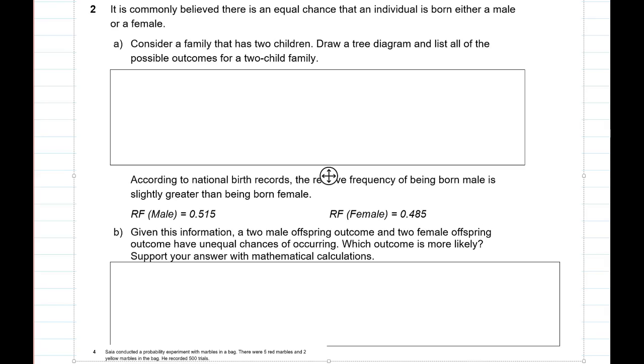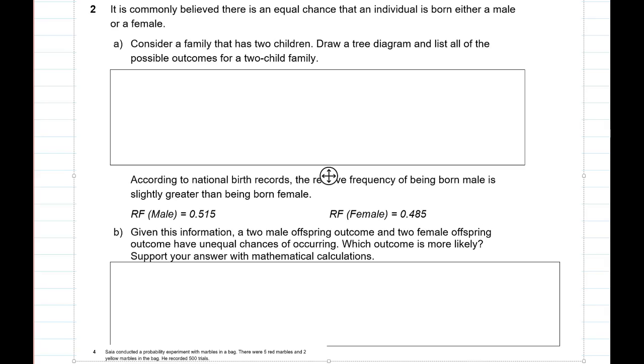Okay, it's going to be heads and tails. Where you see head, you write female or F. Where you see T or tail, you write male or M. Okay, so let's get started.